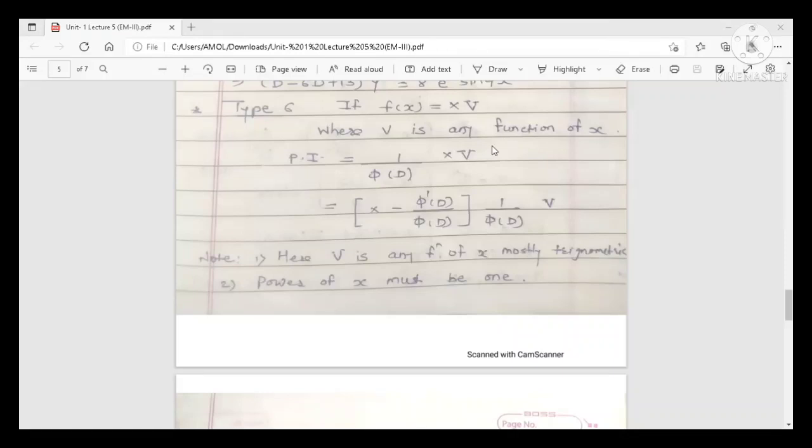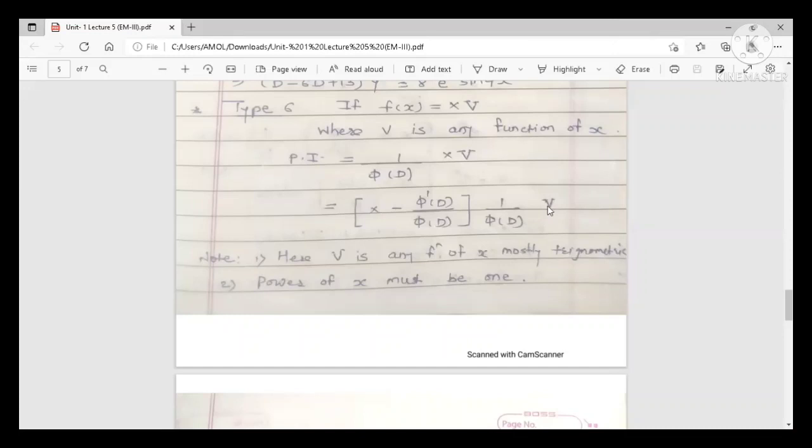Now see what is type 6. When the function f of x is equal to x into v, where v is any function of x, then how to find the PI? The formula to find the PI is 1 upon phi of d into f of x. Here f of x is x into v, a product of two functions. One of them is the linear function x and v is any function of x. Now the formula to find the PI when the function is x into v is: bracket x minus phi dash of d upon phi of d, bracket complete, into 1 upon phi of d into v.